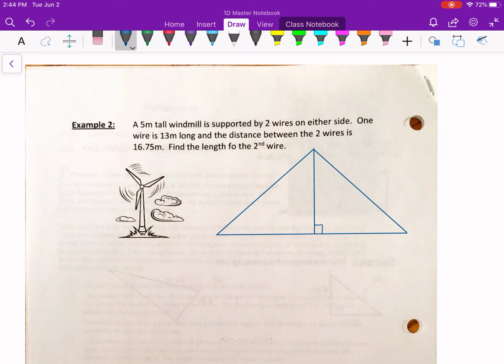Now we've got some stuff that we can fill in here. The windmill is 5 meters tall. One of the wires is 13 meters long. Now this isn't necessarily to scale, so I'll just pick one and call it 13. The distance between the 2 wires is 16.75. So what they're saying is this. 16.75 is between here, those 2 ends. And again, meters. Now we're supposed to find out the other wire length. Let's call that x. So how are we going to do that?